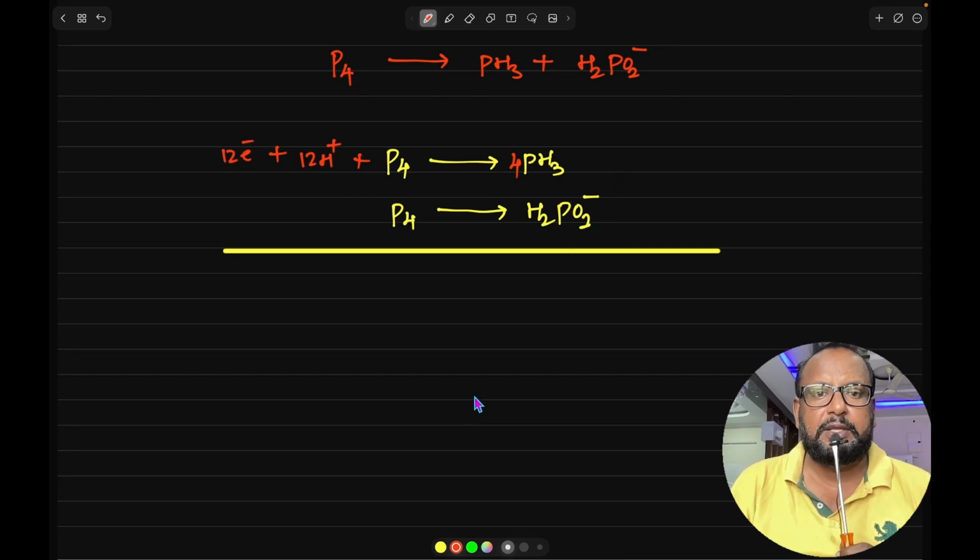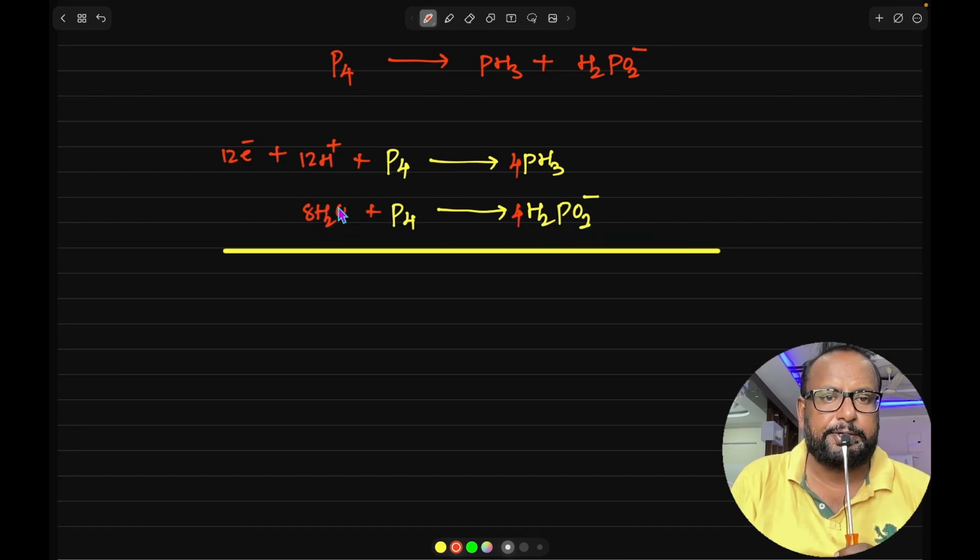So this is our balanced reaction. Same step we have to do for the next also. I have 4 phosphorus here, I have to add 4 here. Then I go for oxygens. Oxygens 4 into 2 are 8, so therefore I need 8 H2O here.